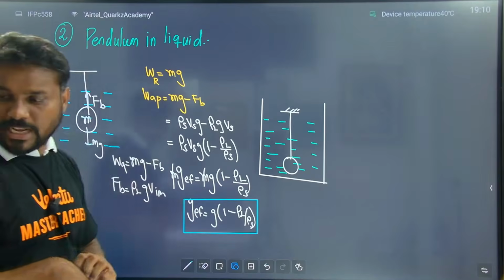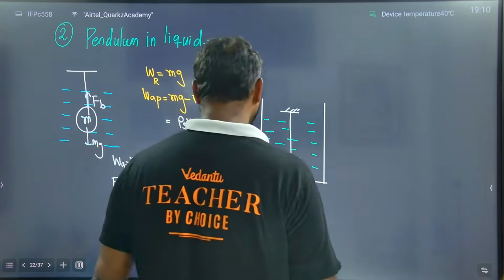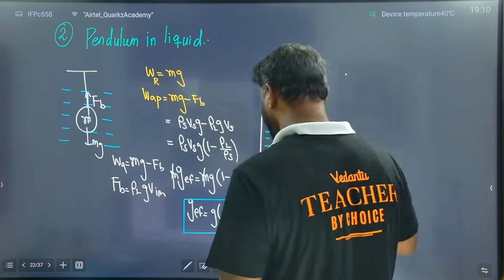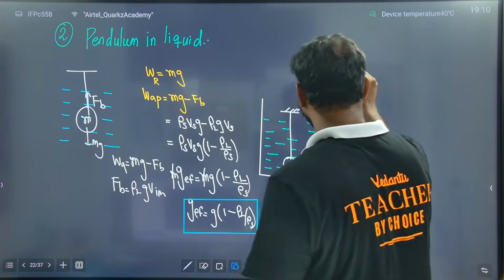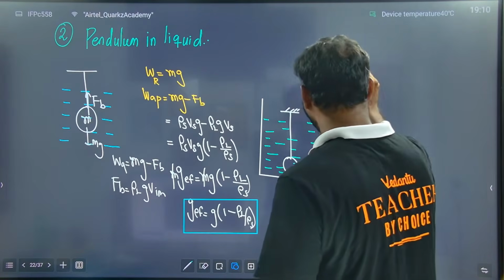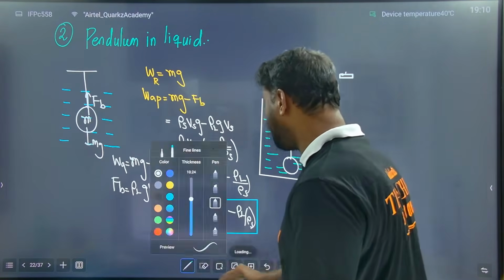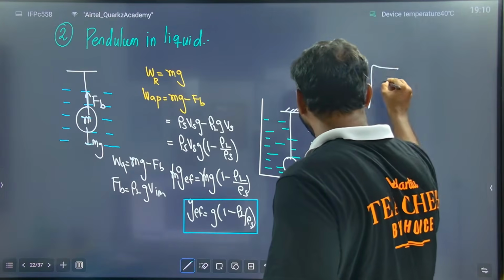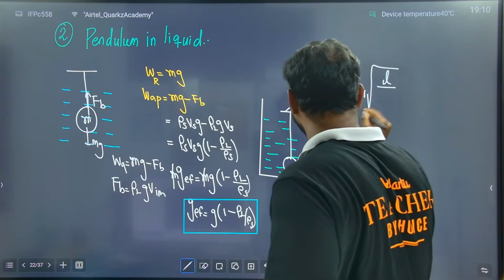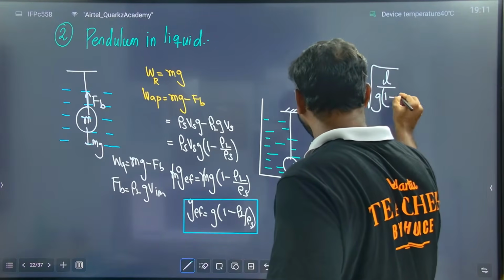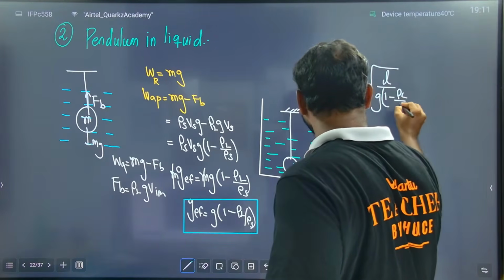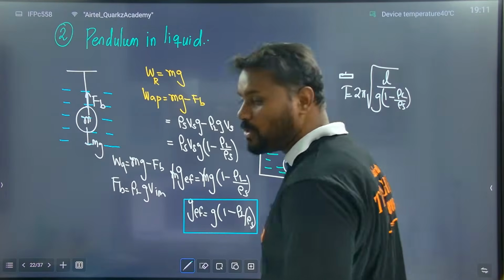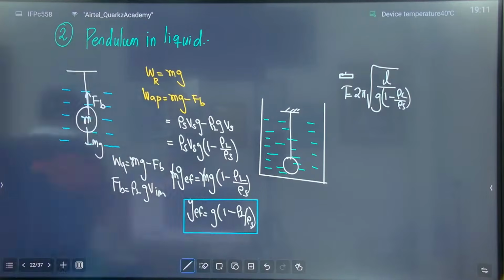Understood? So how do we calculate the time period? T is equal to 2 pi root L divided by g, and we substitute the value of g as g into 1 minus density of liquid divided by density of solid. So this must be the time period of the pendulum.